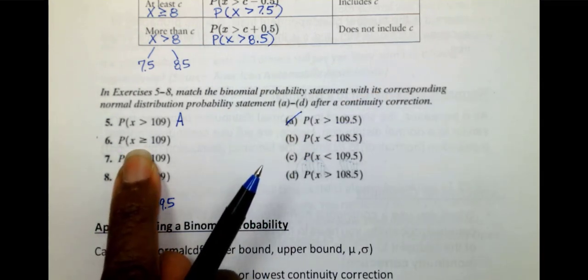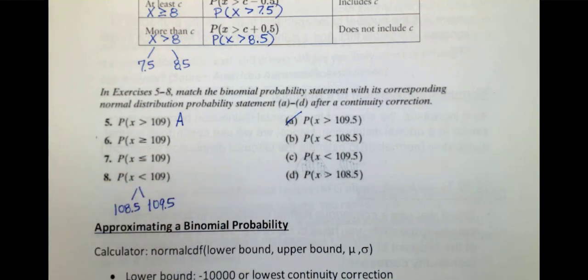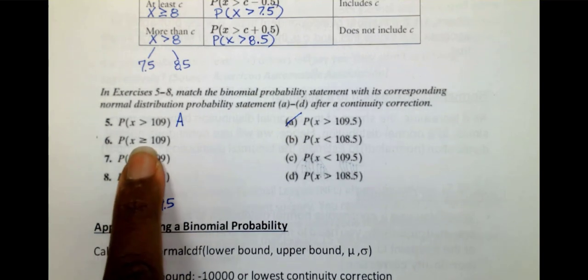X is greater than or equal to 109. So this time I do want to include 109, and I want all the numbers above 109. So this time I'm going to choose this one, because when I start counting up, I do include 109, and I do want it because of that equal sign.